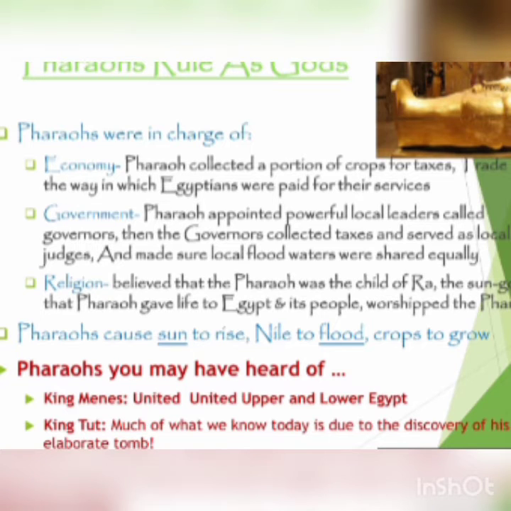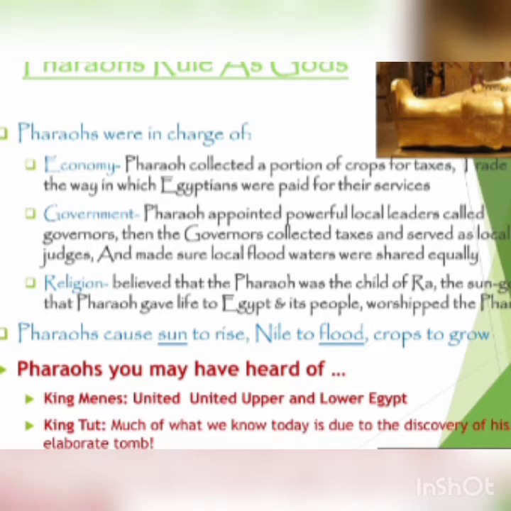And regarding religion, they believed in life after death. Okay, so that is the main reason why they mummified the bodies of kings. They believed that the Pharaoh was the child of Ra, the sun god, and that Pharaoh gave life to Egypt and its people, and they were worshipped as gods.